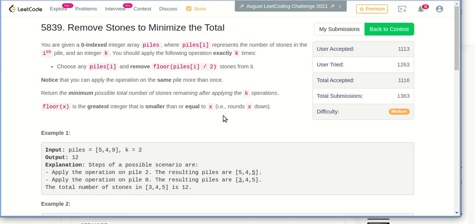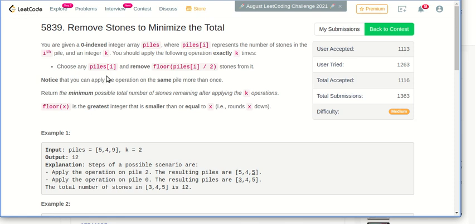So guys, let's discuss the Remove Stones to Minimize the Total problem. In this problem you are given several piles of stones, and they are numbered k. The ith pile denotes the number of stones at the ith pile, and you can do exactly k operations.